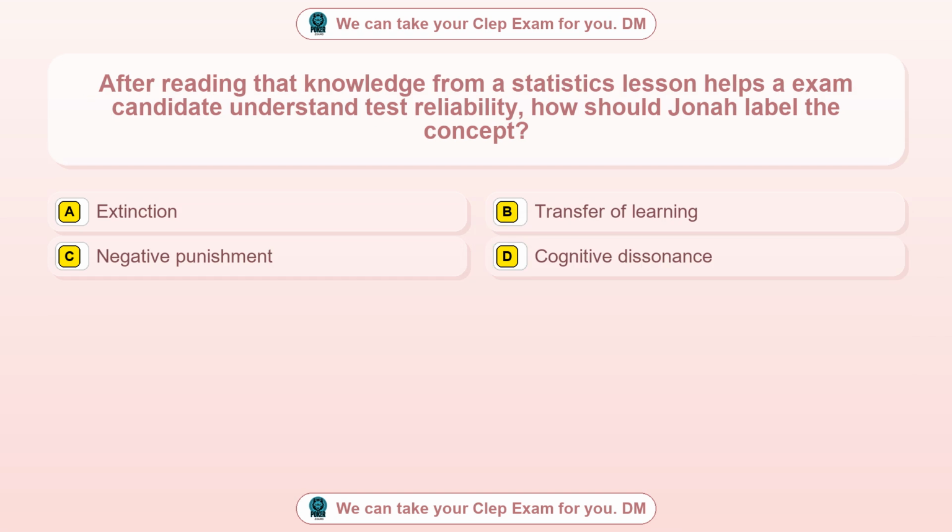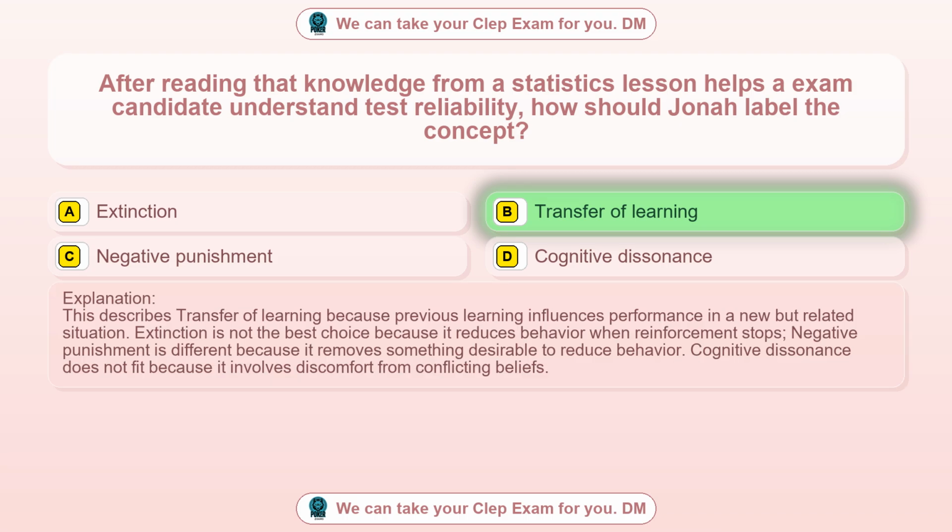Question 42. After reading that knowledge from a statistics lesson helps an exam candidate understand test reliability, how should Jonah label the concept? Option A, extinction. Option B, transfer of learning. Option C, negative punishment. Option D, cognitive dissonance. The correct answer is option B, transfer of learning.